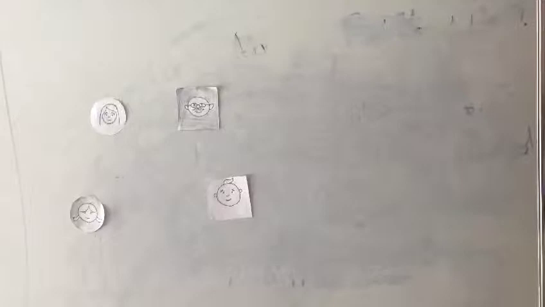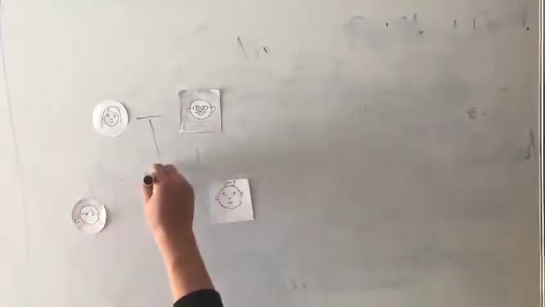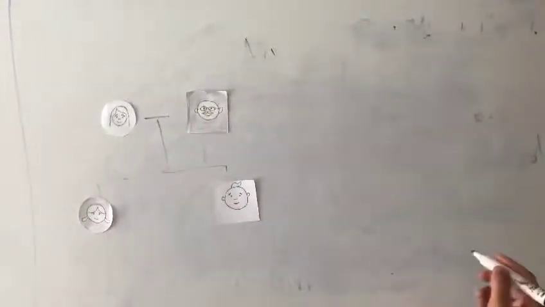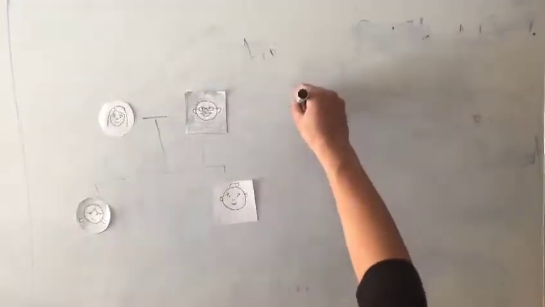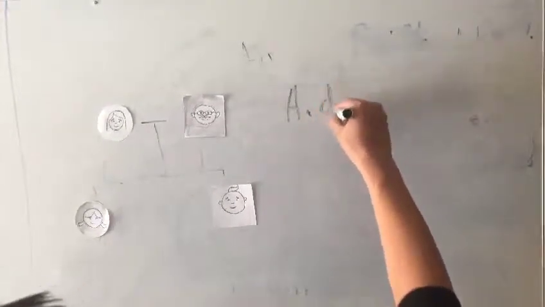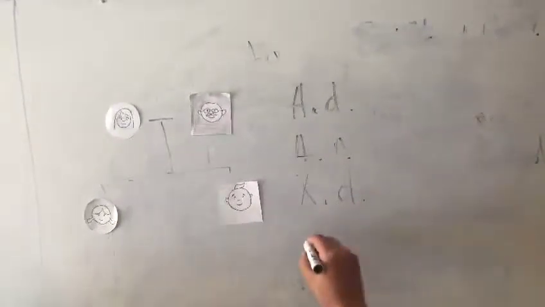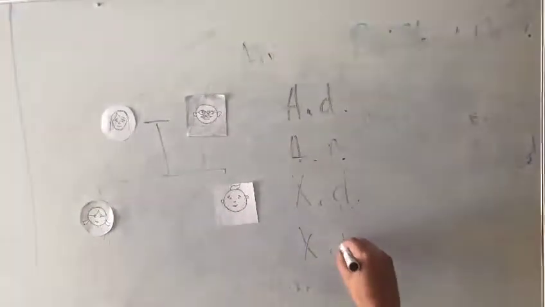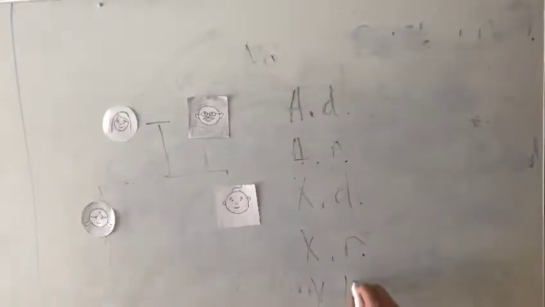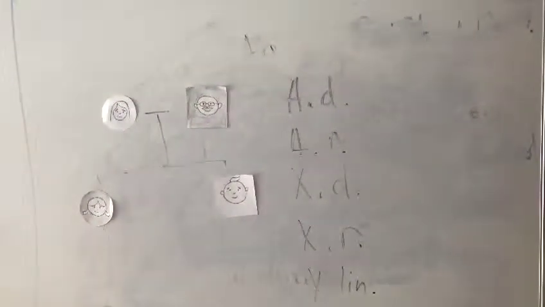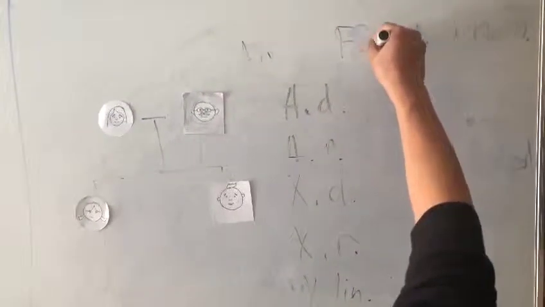Imagine we have a family like this. And now we are going to find possible genes and traits according to autosomal dominance, autosomal recessive, X-linked dominant, X-linked recessive, Y-linked traits. All of these traits belong to the father and mother.